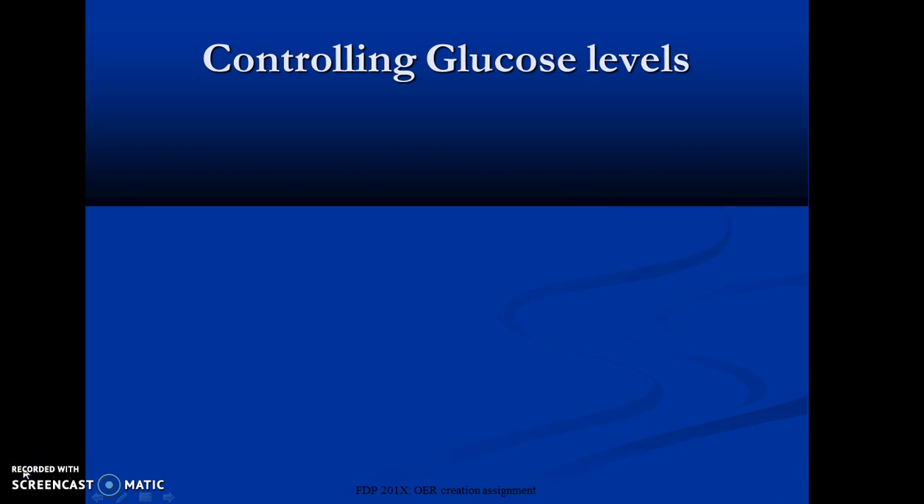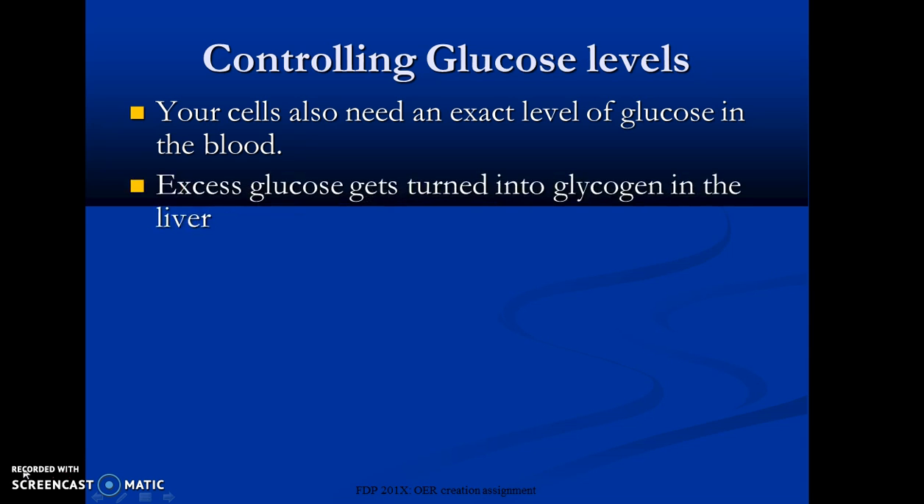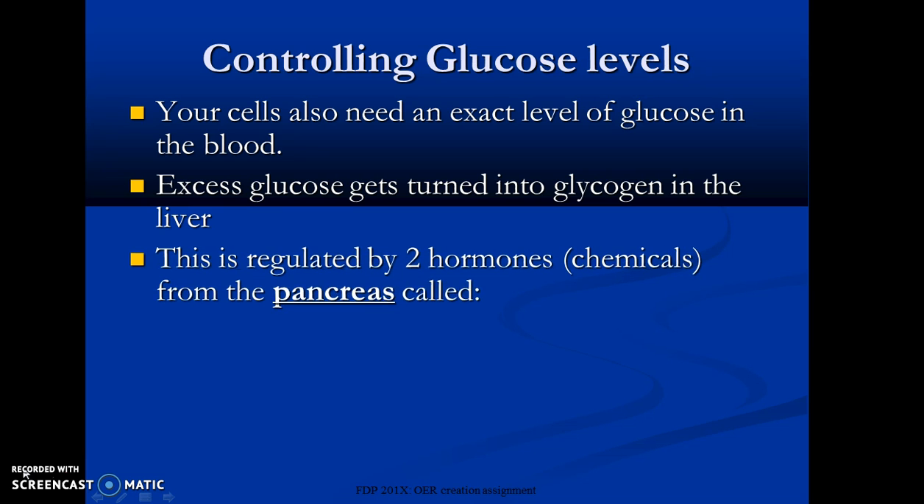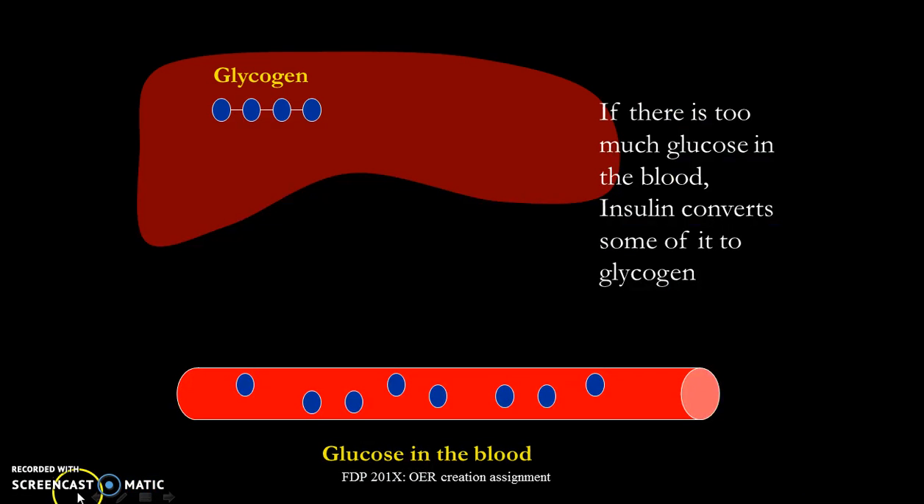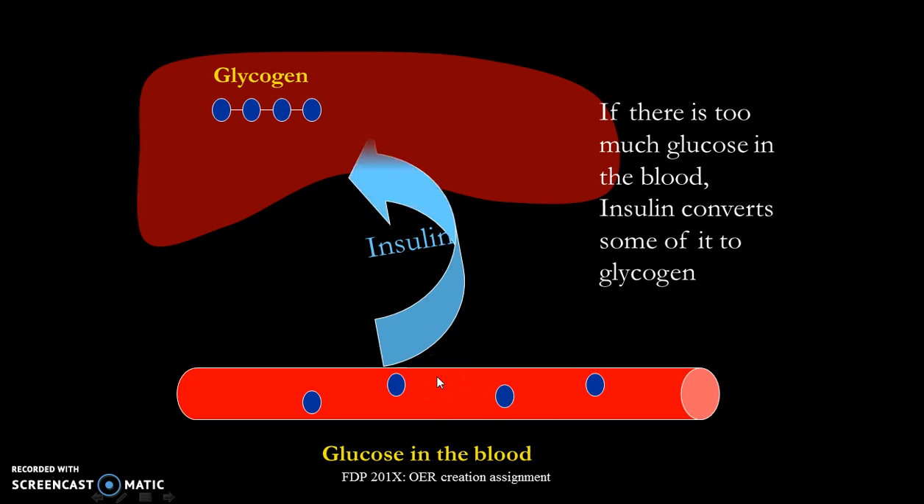Now let us have one more example, which is related to controlling of glucose levels in the body. As you know, when we eat some food, that food gets converted into glycogen in the liver. This is regulated by two hormones from the pancreas, which are insulin and glucagon. When you eat some food, there are sugar particles in the blood, and if that is in excess, then insulin will cause the glucose to get converted into glycogen, and that will be stored in the body.